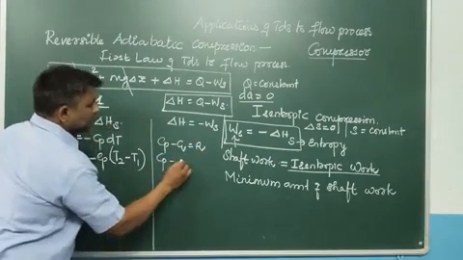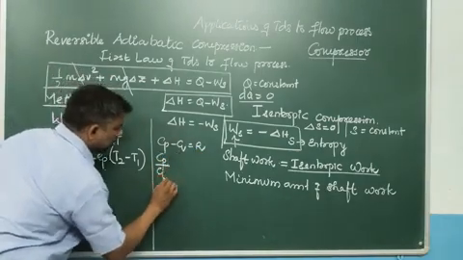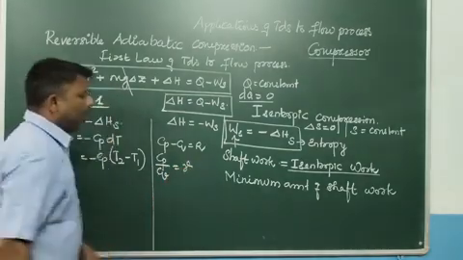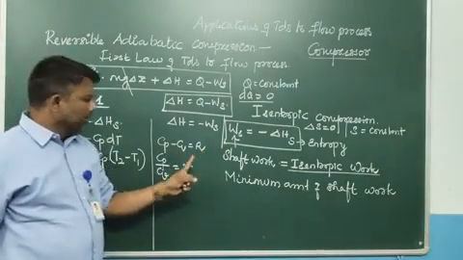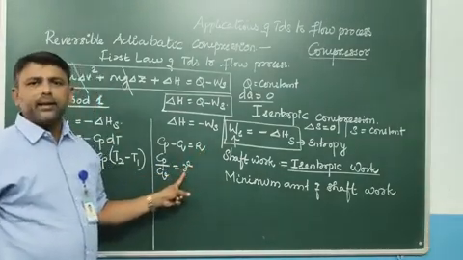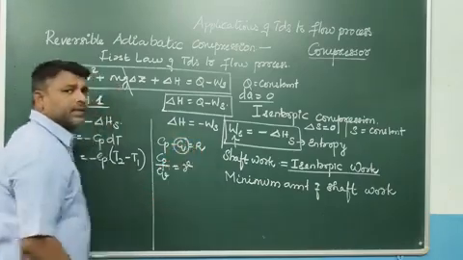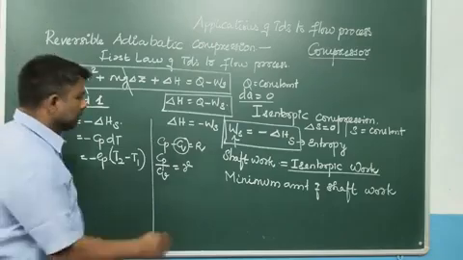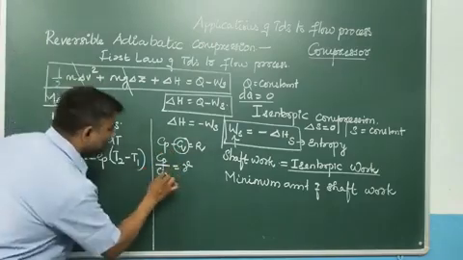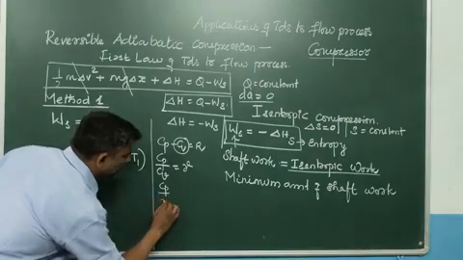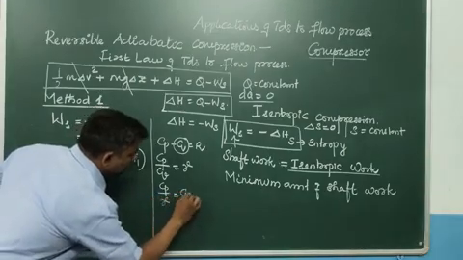Cp minus Cv is equal to R, and Cp by Cv is equal to gamma. R stands for gas constant. Gamma stands for heat capacity ratio. Now I am going to replace this Cv, writing Cv in terms of Cp. Okay, Cp by gamma is equal to Cv.